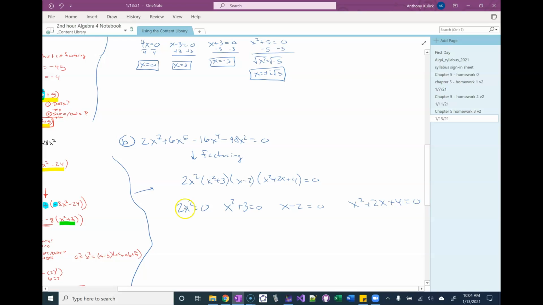So the first piece, 2x squared, is equal to 0. I can just solve this directly because, well, it's just a monomial, right? And I don't have to worry about the plus or minus because the square root of 0 is 0. So plus 0 and minus 0 is just 0, right? Whether it's positive or negative doesn't matter.